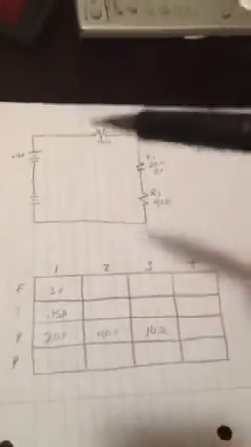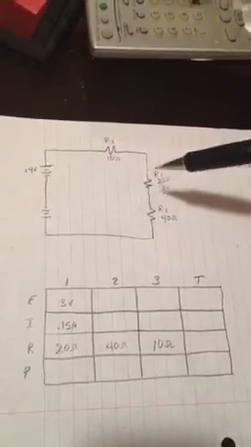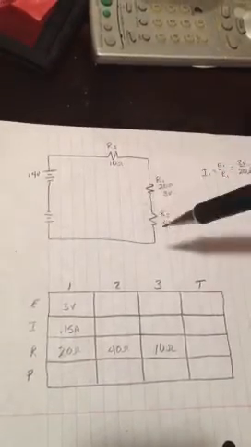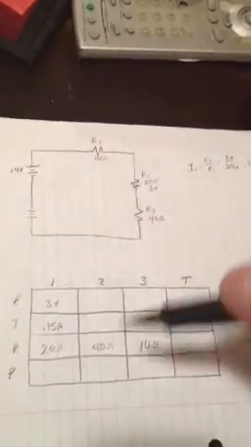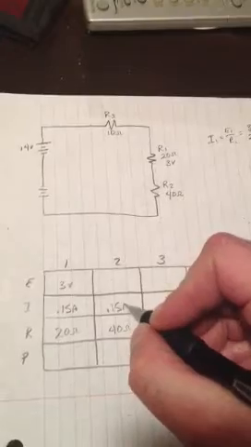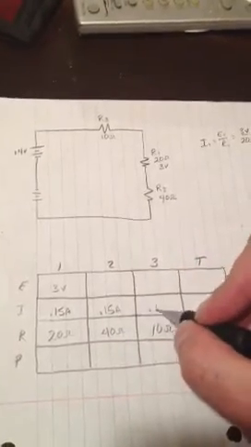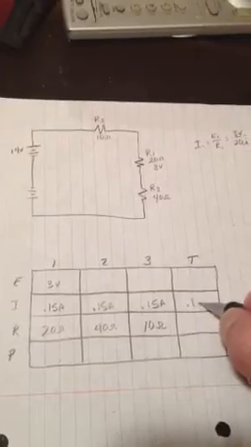Now, because this is a series circuit, if I've got 0.15 amps here, that means I'm going to have 0.15 amps at all of the locations all the way throughout the circuit, because current stays the same in a series circuit. So I'm going to write 0.15 now all the way across this table.